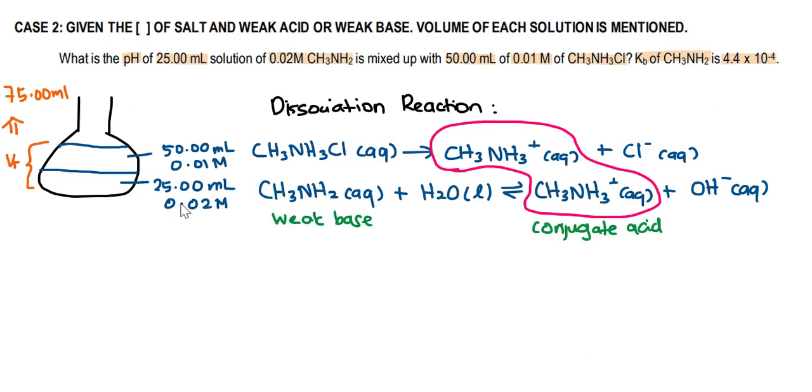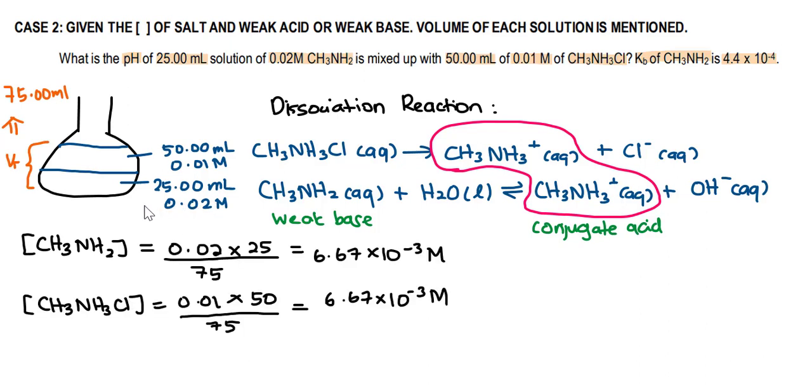Since these two solutions, when we mix them together, have a new total volume, we have to find the new concentration for each solution by using the dilution formula, which is M1V1 over V2. The initial concentration of our weak base is M1, the volume here is V1, and the new volume, which is the total volume, is V2. Same goes for our salt: the initial concentration of the salt is M1, the volume is V1, and the final total volume is V2. This gives the new concentration for our weak base and salt. Since our salt dissociates completely, the concentration of our salt is equal to the concentration of our conjugate acid.